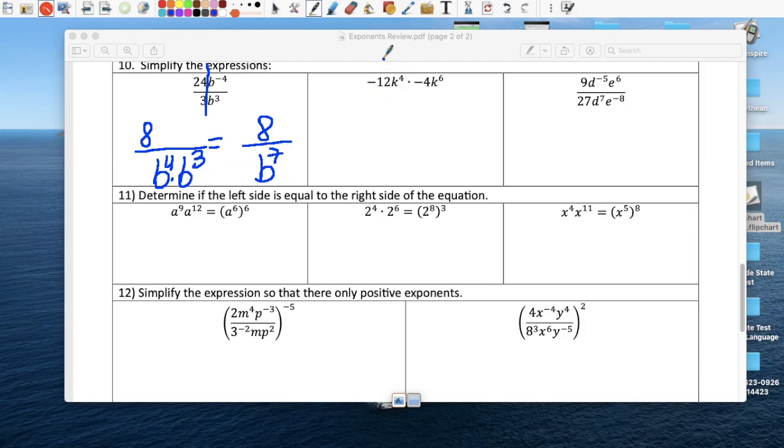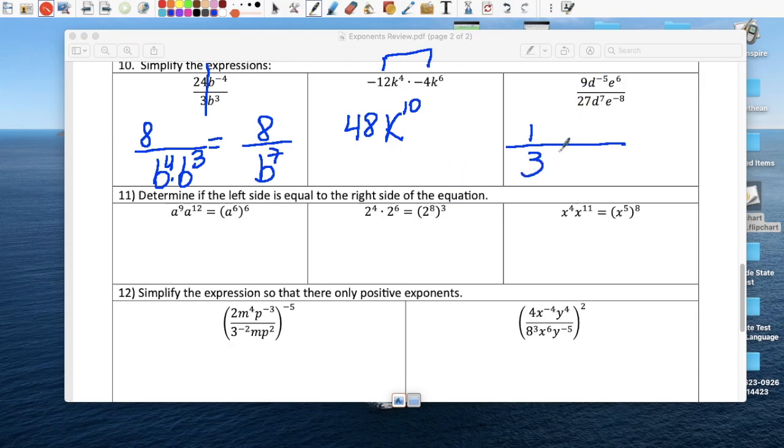This one, it's multiplying. So first of all, multiply the coefficients. -12 times -4 is 48, positive. K to the 4th and k to the 6th, they're both positive. So we keep the base, add the exponents, and we get that. Okay. Next one, again, take a look at the coefficients. So 9 over 27, if you had the fraction 9 over 27, you would get 1 over 3.